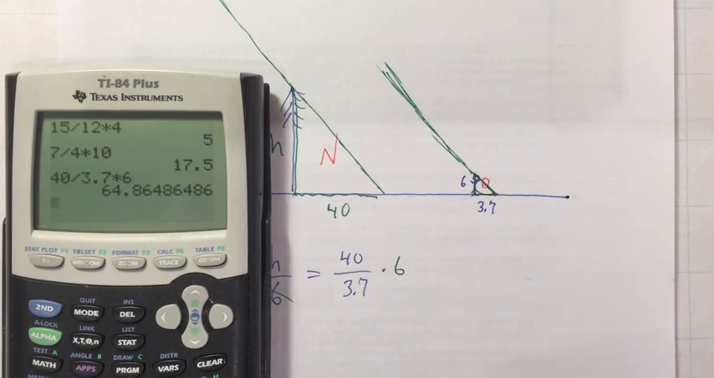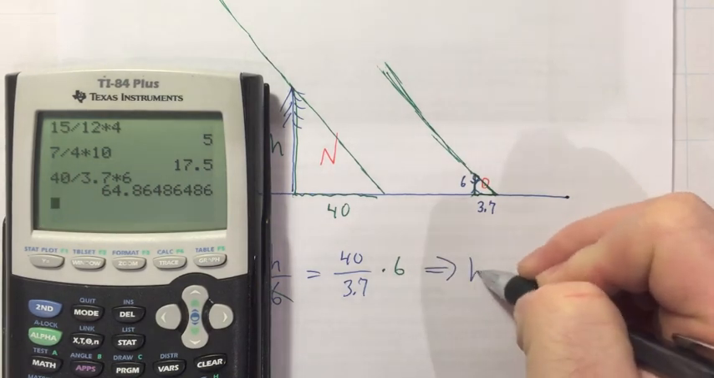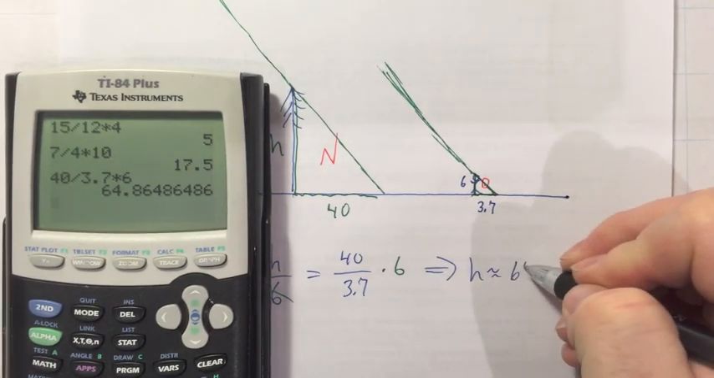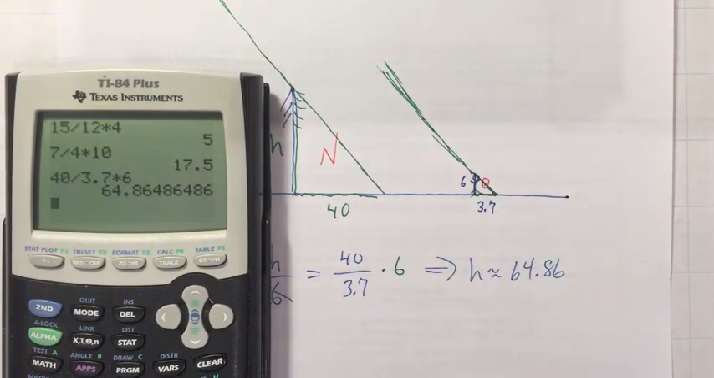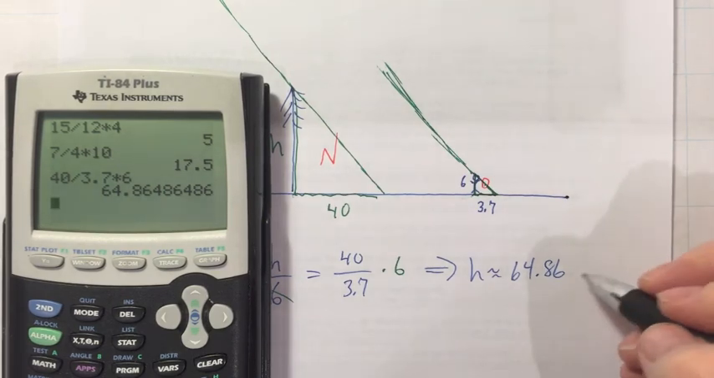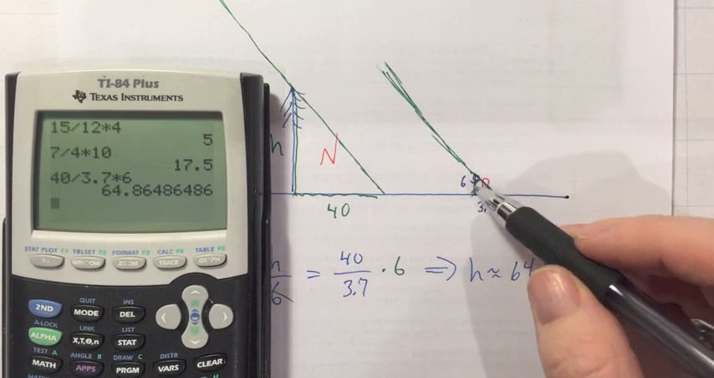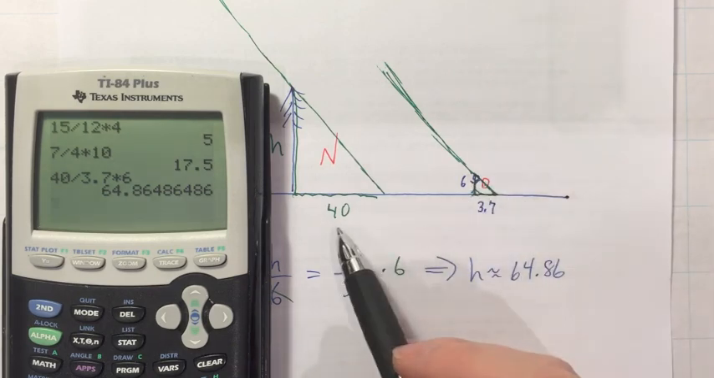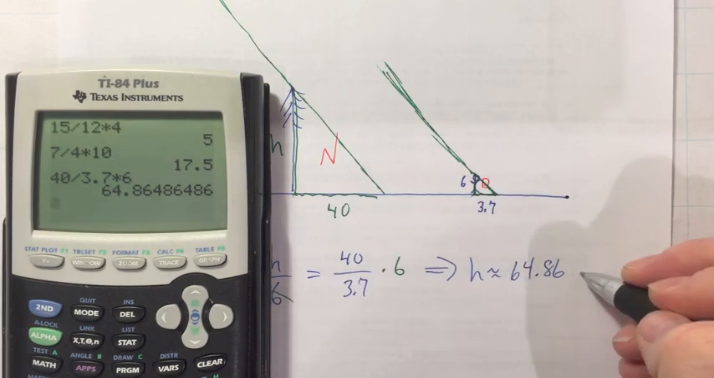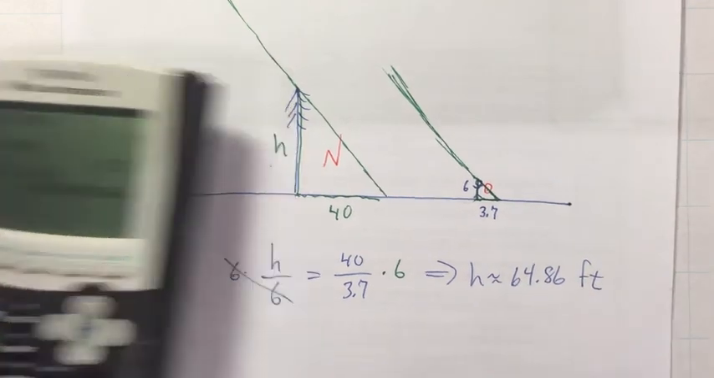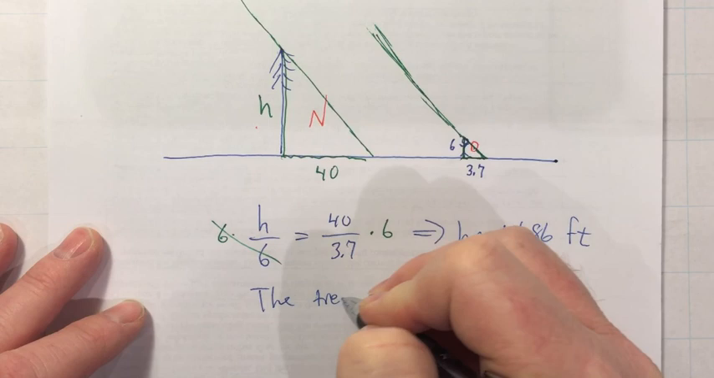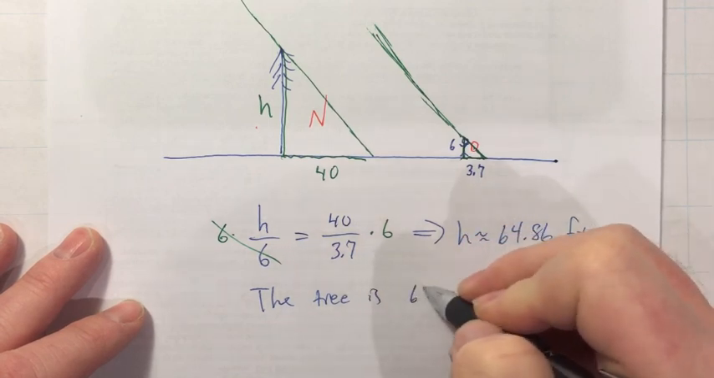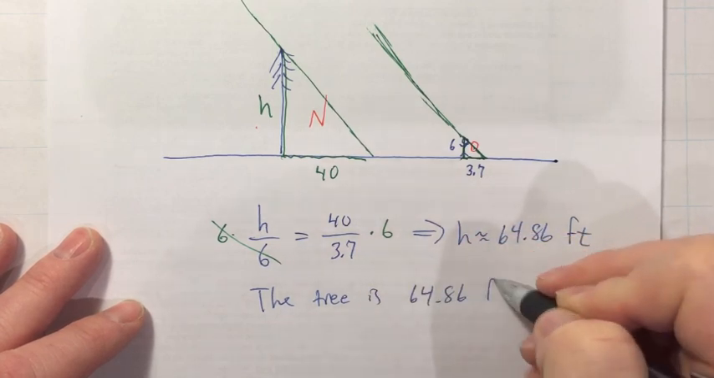Get a messy number there because I was just making up numbers on the fly. But it looks like H is approximately 64.86. We'll go with the rounding they asked us for on the previous page. And then I said I was 6 feet tall, so everything here I was measuring in feet, 40 feet, 3.7 feet, so this would also be feet. So then based on similar triangles, the tree is 64.86 feet tall.